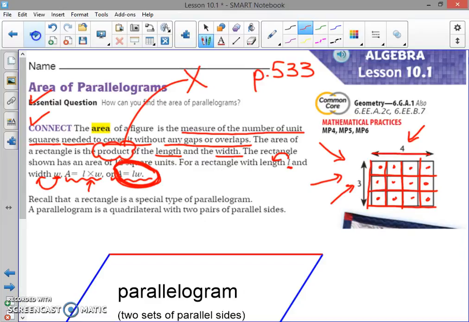So we have 4 units along the top and 3 along the bottom. To find this area to cover with no gaps or overlaps, we would just multiply the 4 times the 3.